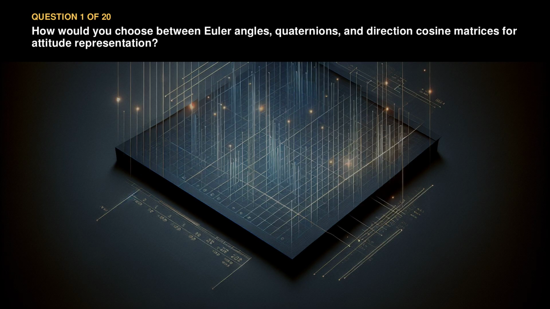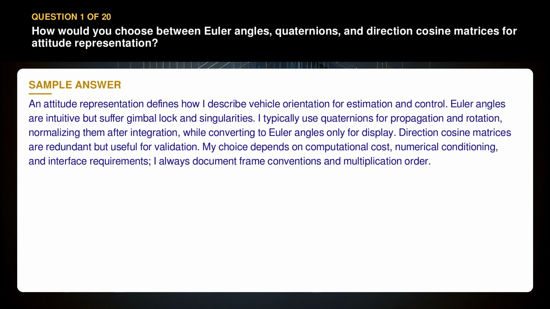Question 1. How would you choose between Euler angles, quaternions, and direction cosine matrices for attitude representation? An attitude representation defines how I describe vehicle orientation for estimation and control. Euler angles are intuitive but suffer gimbal lock and singularities. I typically use quaternions for propagation and rotation, normalizing them after integration, while converting to Euler angles only for display.